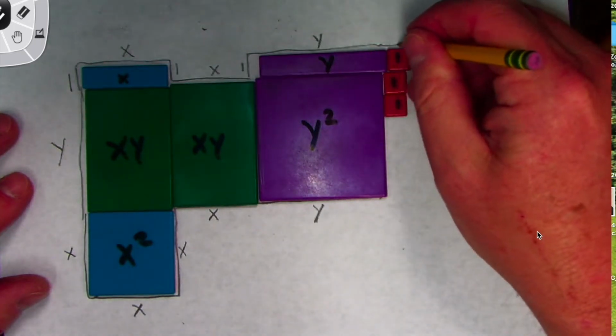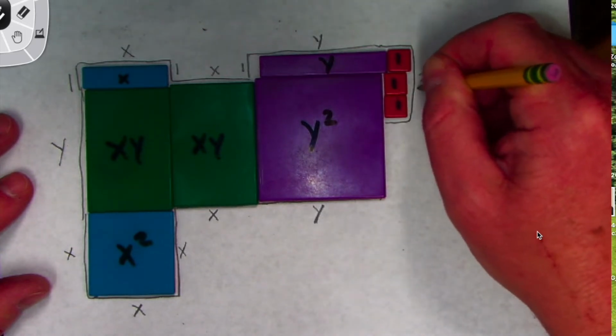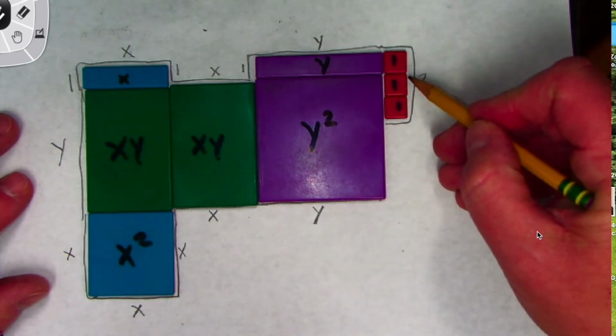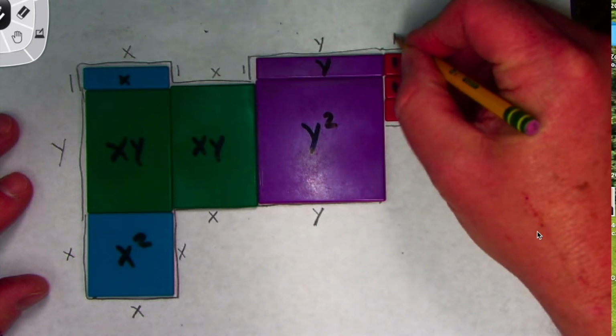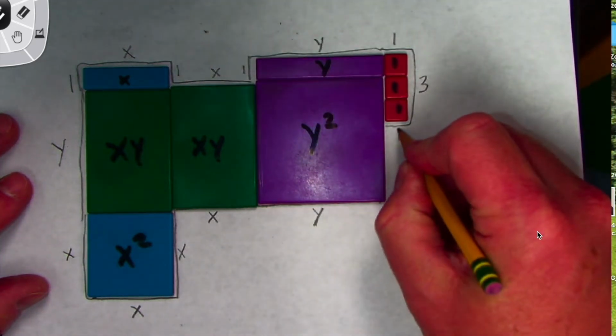Then we've got 1, 2, and 3. So we have a length of 3 right here, and we can label it as 3. We know that this is length 1, this is length 1, this is length 1, right? Ooh, I forgot this one. This length right here is 1. Did I skip anything? Then this length right here is 1.